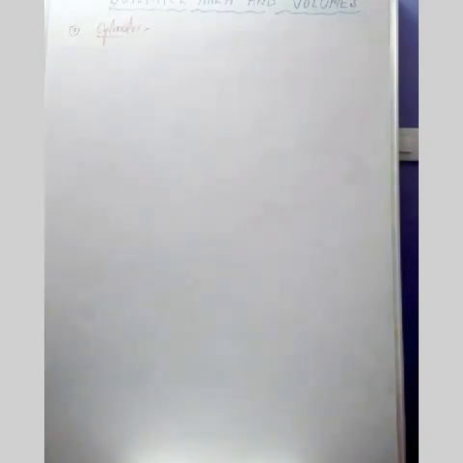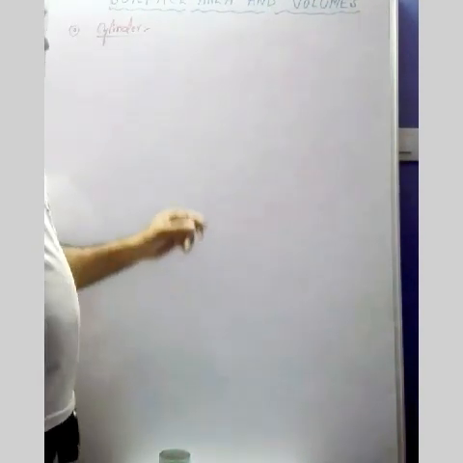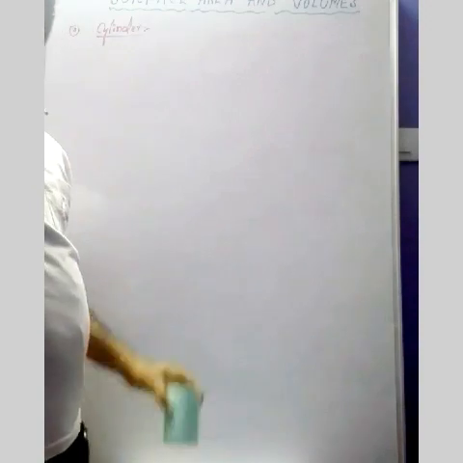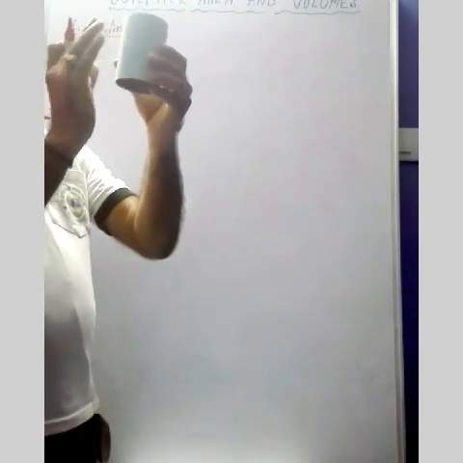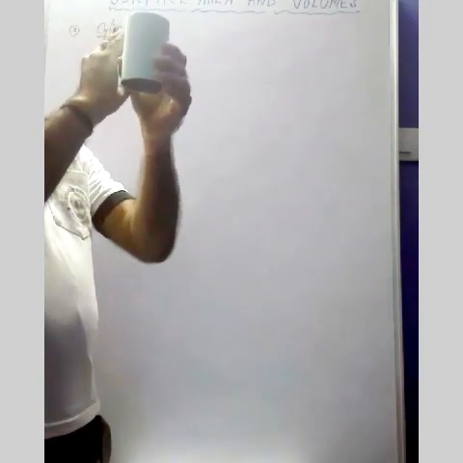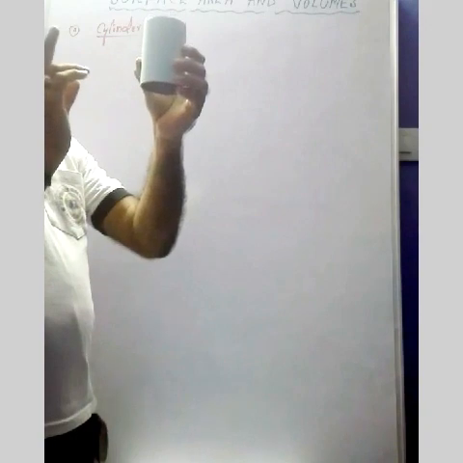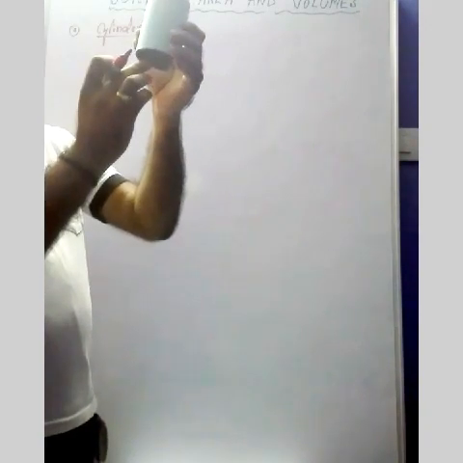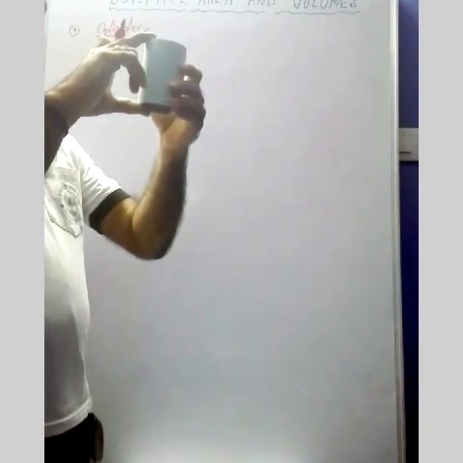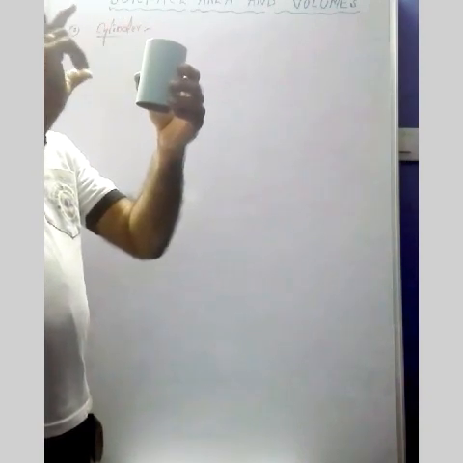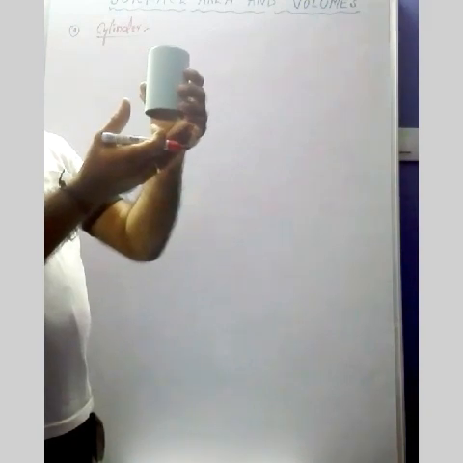Now, the third one is the cylinder. This is the shape of the cylinder. The cylinder has a curved surface with two identical ends. Some cylinders have both ends open, that is called an open cylinder or hollow cylinder. Some cylinders have either end closed.